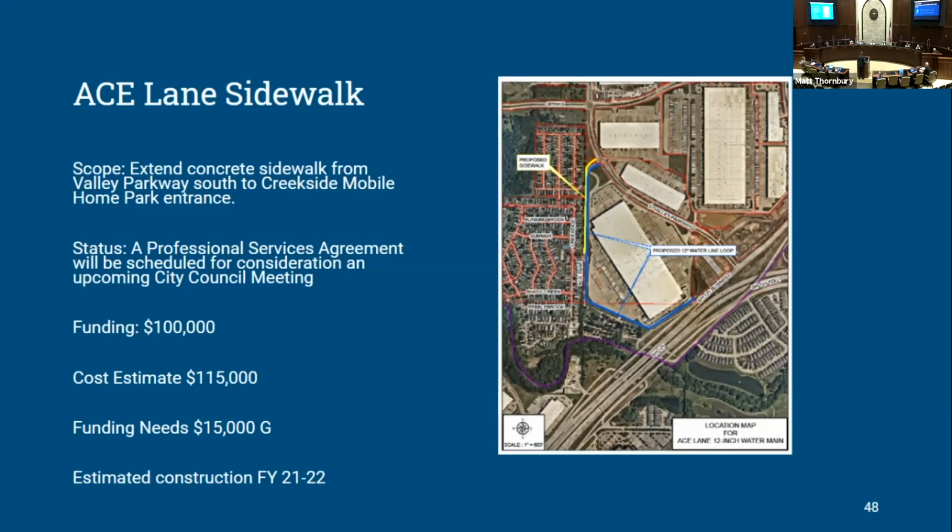Another project we have started, or haven't quite started yet, but we will be, is an Ace Lane sidewalk. This project is a little bit underfunded, but it's a relatively small project. We'll probably be looking for $15,000 ultimately to build this, in addition to what we've already got. This project will be designed at the same time as the water line on Ace Lane, which I'll cover later. Again, we'll have a PSA coming to a council meeting in the near future.